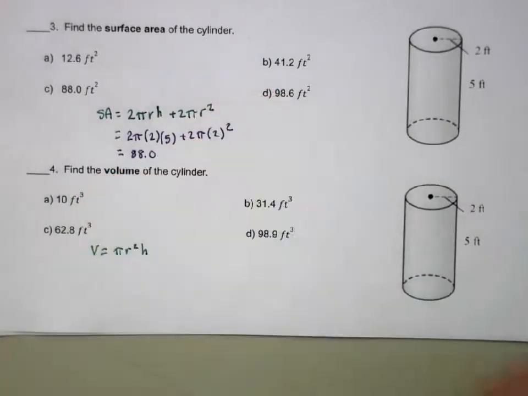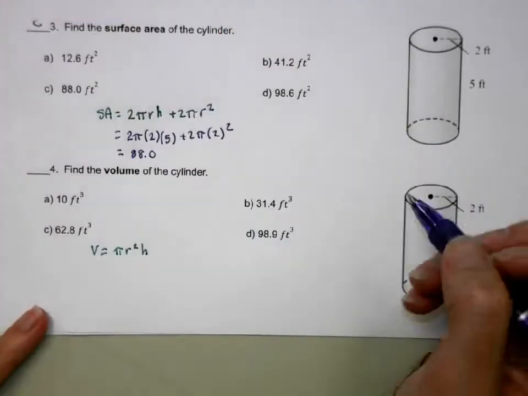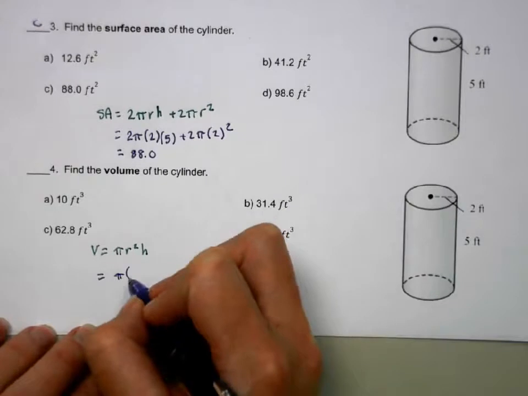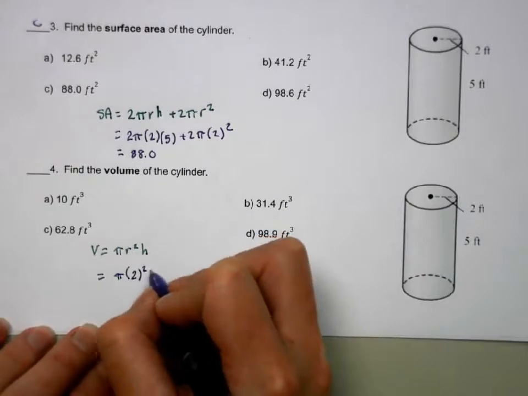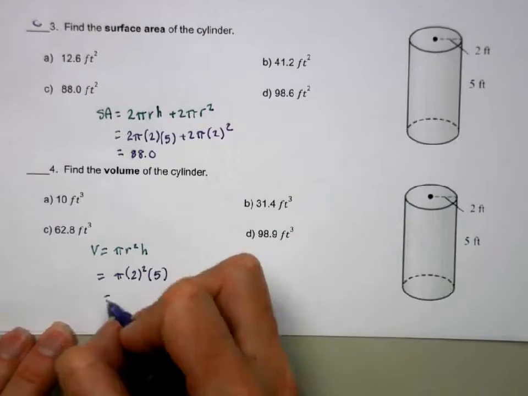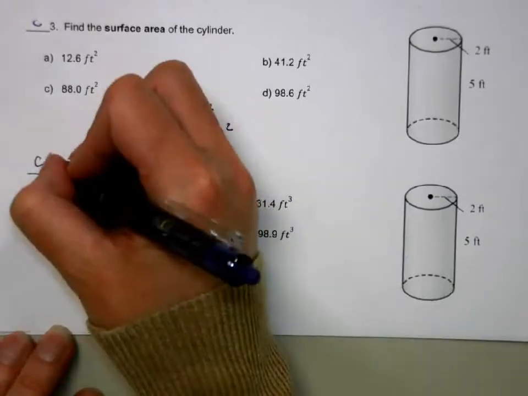Now you might get something slightly different if you're using the pi button versus the 3.14, but there will be one that is very close to your answer. Here, this will be pi 2 squared times that 5. This gets us 62.8, which is C.